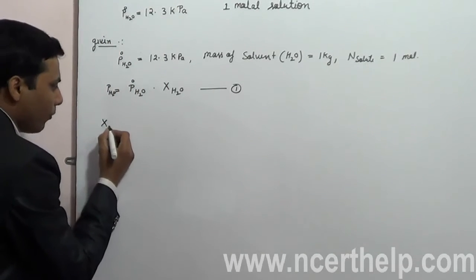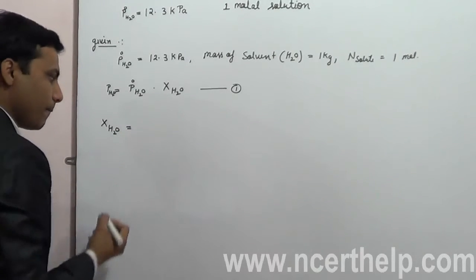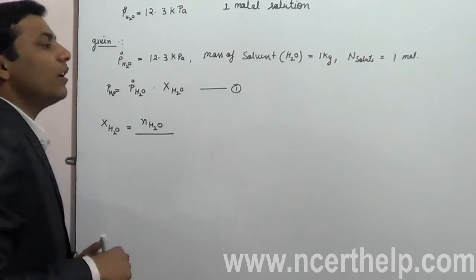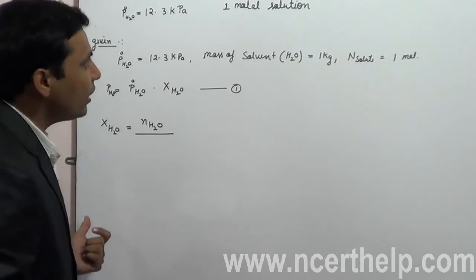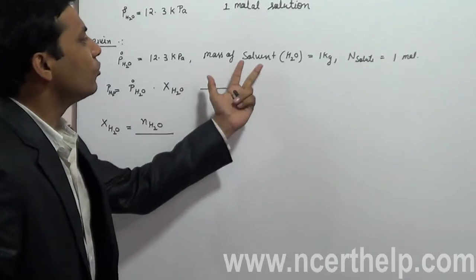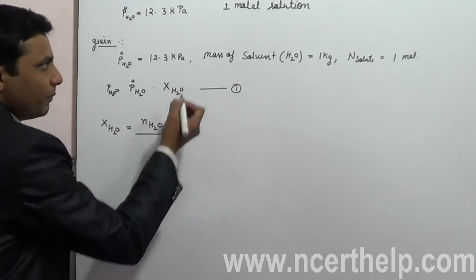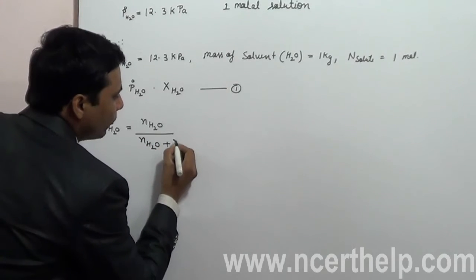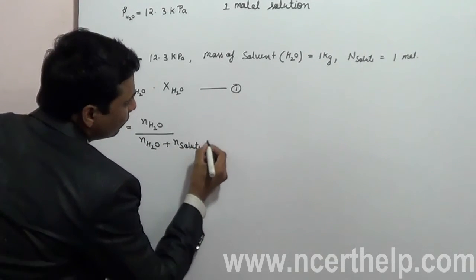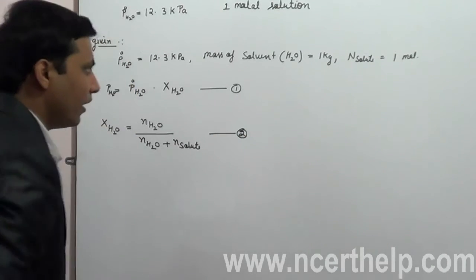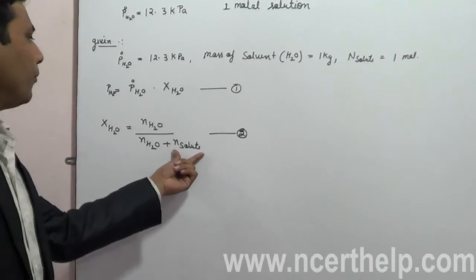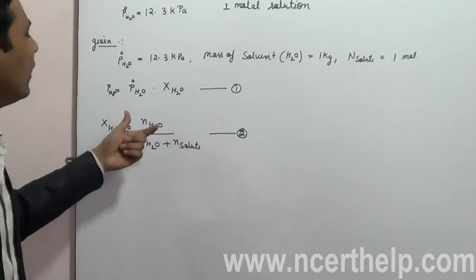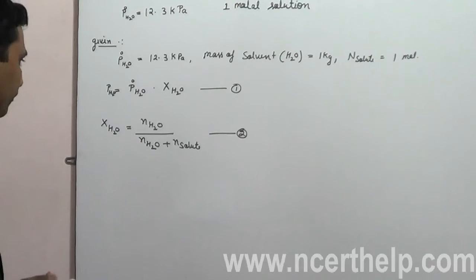What is the formula of molar fraction? The molar fraction of H2O is the number of moles of H2O divided by the total number of moles. And in the total number of moles there are two components, solvent and solute. That means moles of H2O plus moles of solute. This is our second equation. Here we know the number of moles of solute, it is 1 mole. So we have to calculate the number of moles of H2O.